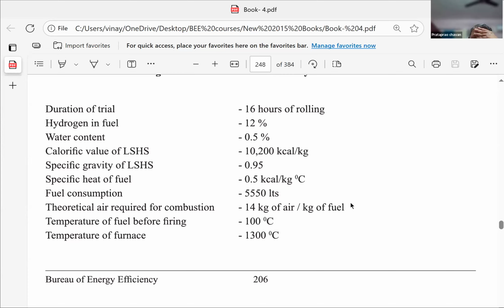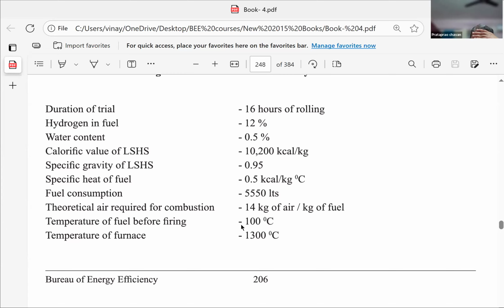Remember, normally if this is not given and you are burning a petroleum fuel like furnace oil or some diesel, you assume this value of 14 kg. Assume and write there that I have assumed the theoretical air required for combustion per kg of fuel is 14 kg.